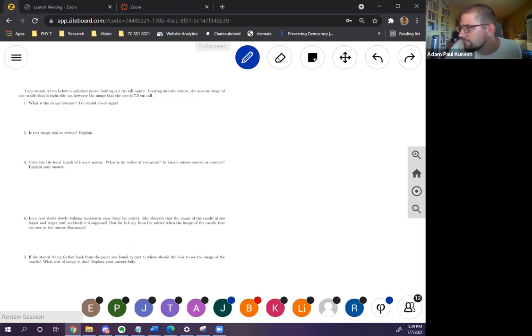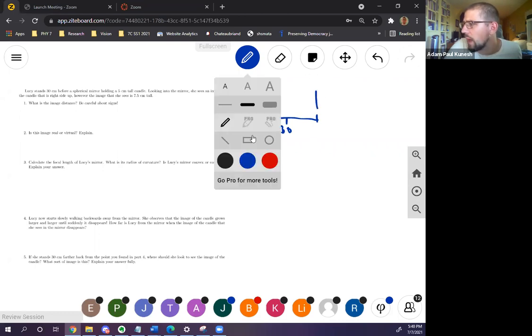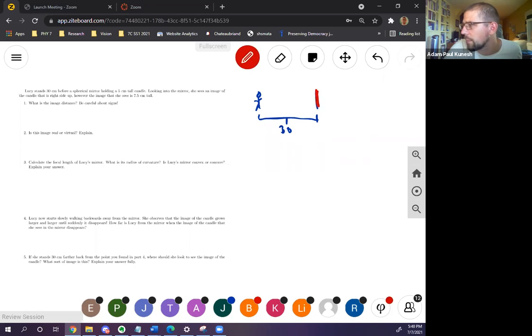So here's Lucy. Stick figure. All right, she's 30 centimeters away from a spherical mirror. I'm just going to measure everything in centimeters. So here's a spherical mirror. I'm just going to mark it with a line for now because I don't know if it's concave or convex. She's holding a 5 centimeter tall candle. She sees an image of the candle that is right side up, but the image is 7.5 centimeters tall. What is the image distance? Be careful about signs.